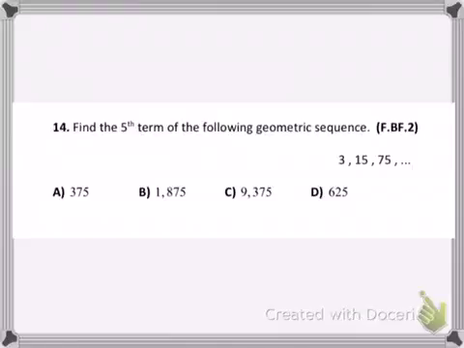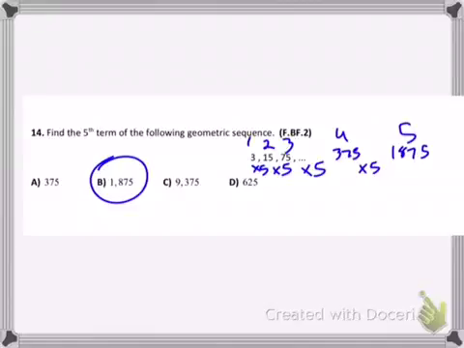Find the fifth term in the following geometric sequence. Right here, you're going to have to figure out the rate in order to find the fifth term. So our fifth term in this sequence, you're multiplying by 5 each time. So we're going to multiply by 5 to get 375 for the fourth term. Multiply by 5, get 1875 for the fifth term.